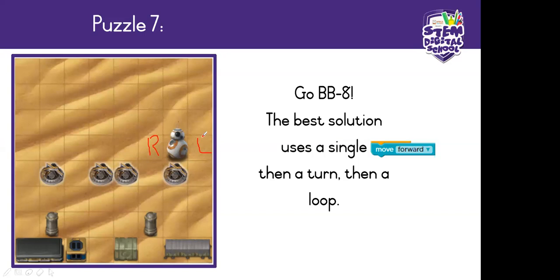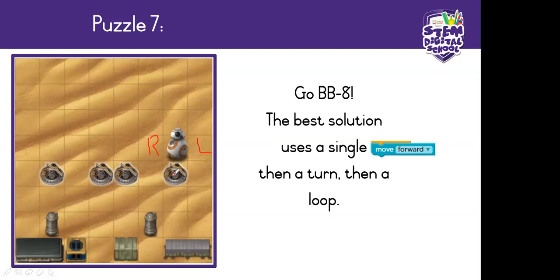Okay, so I wrote here the best solution uses a single move forward. One move forward, then a turn. So if you move forward, you'll say move forward. And which way is this? Just look at this letter. He needs to turn right. Then you can use a loop.